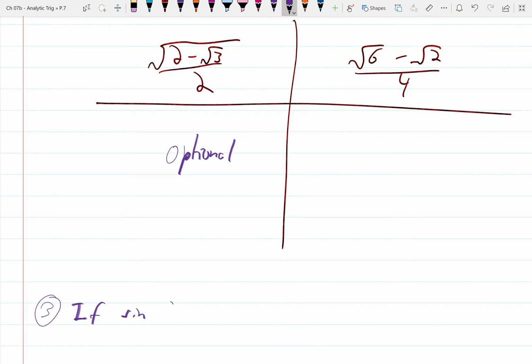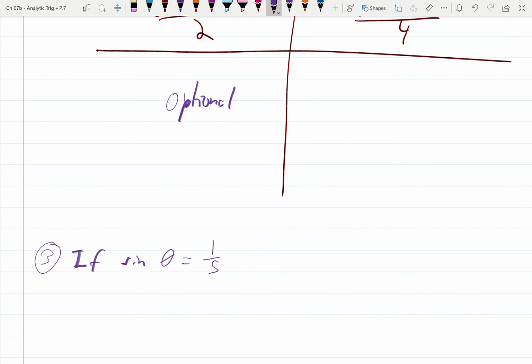If the sine of theta is equal to 1/5, and the cosine of theta is equal to 2 root 6 over 5, find the sine of 2 theta. Here's a 2 theta problem.